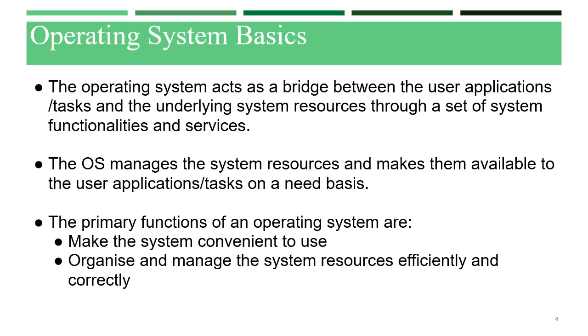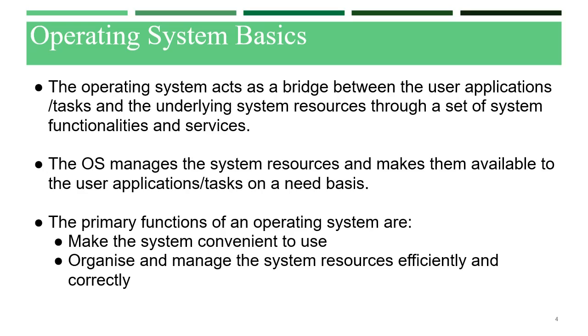Next we'll know why we require an operating system and what an operating system is. An operating system acts as a bridge between user applications and the system resources through a set of system functionalities and services. Or we can say that the OS acts as an interface between a user and the hardware. An OS is software which performs all the basic tasks like file management, handling input and output, and controlling peripheral devices such as disk drives and printers.